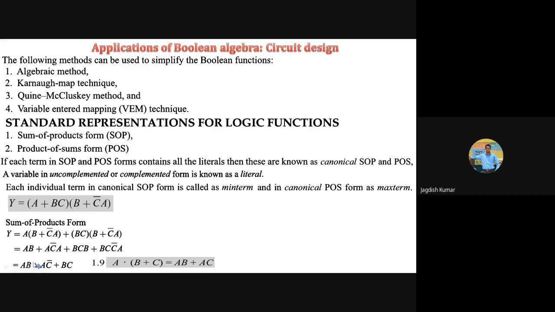Why? Because here we have only two literals, A and B. C is missing. So what is the definition of canonical form? If each term in SOP forms contains all the literals, then these are known as canonical forms. So if there had been C here, in either its simple form or its complement form, each term should have three literals, in complement form or non-complement form. Then that form is called canonical SOP or POS.